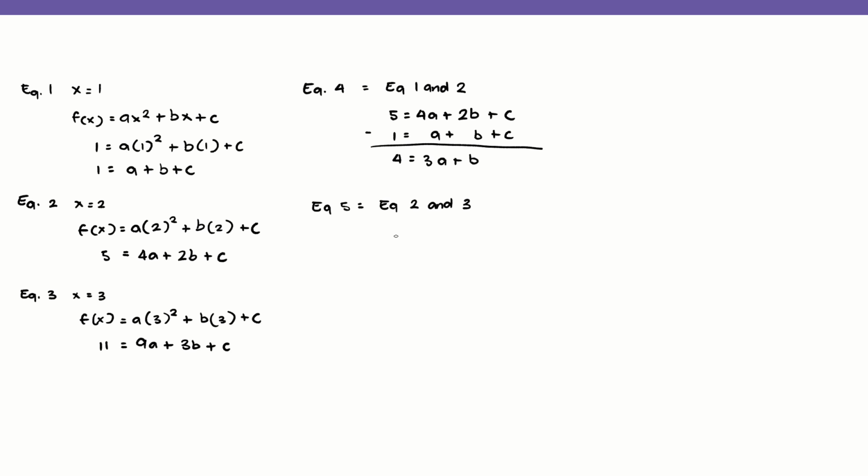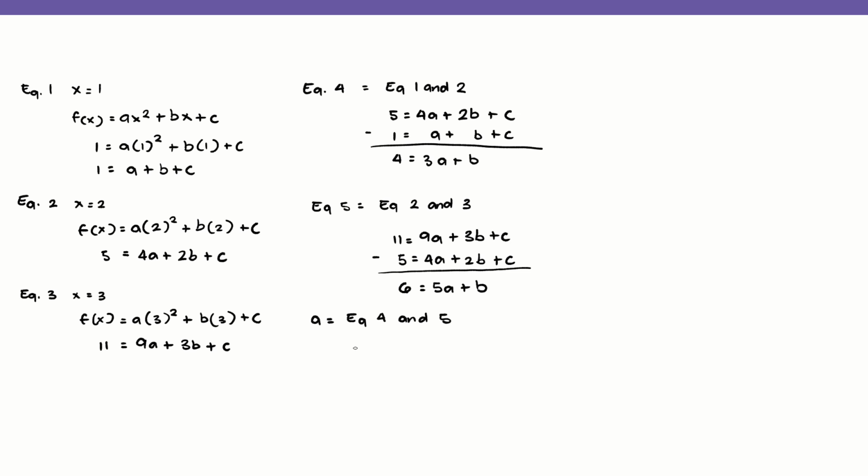For equation 5, 11 minus 9a plus 3b plus c. Negative 5 equals 4a plus 2b plus c over 5a plus b. This is our equation 5. To find the value of a, let's eliminate equations 4 and 5.